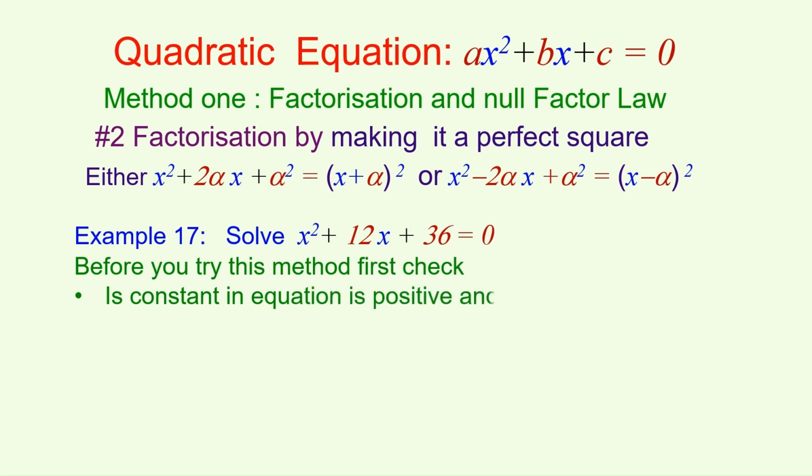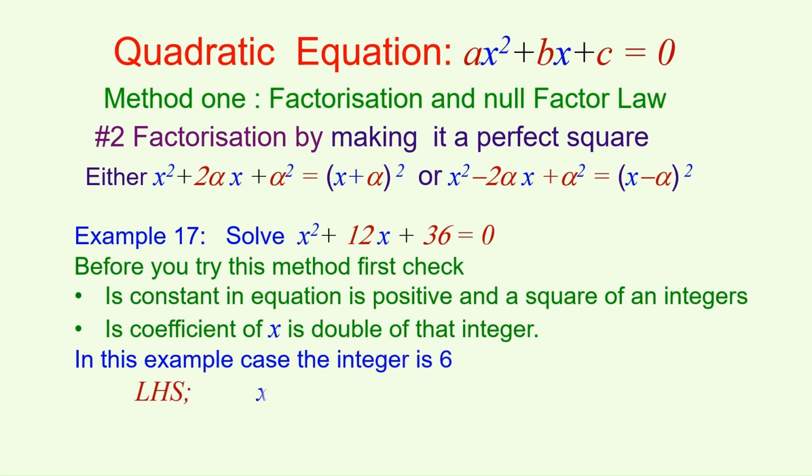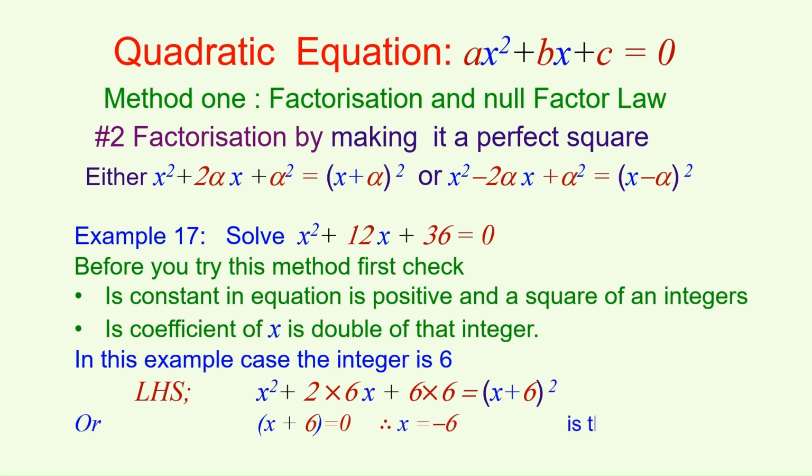Example 17. Solve x squared plus 12x plus 36 is equal to 0. Before you try this method, first check that the constant in the equation is positive and a square of an integer, and the coefficient of x is double that integer. In this example, the integer is 6. So x squared plus 2 by 6x plus 6 times 6 is equal to x plus 6 squared, or x plus 6 equals 0, therefore x equals minus 6 is the solution.